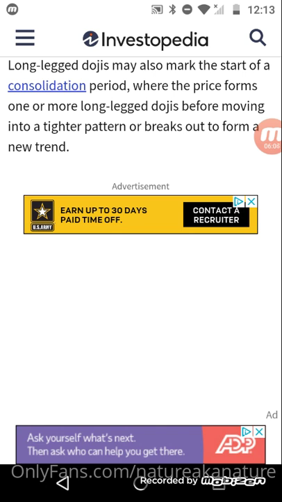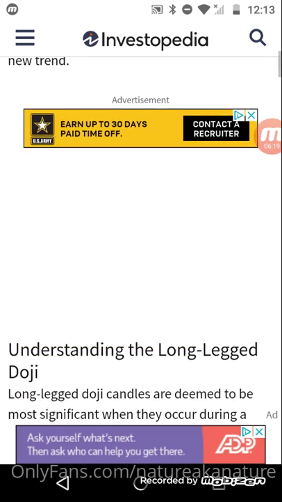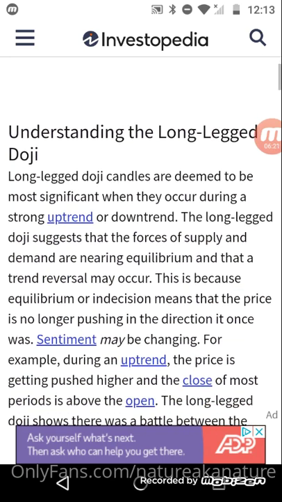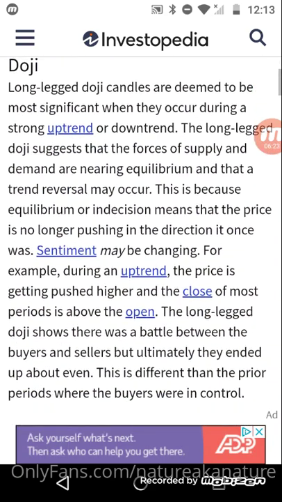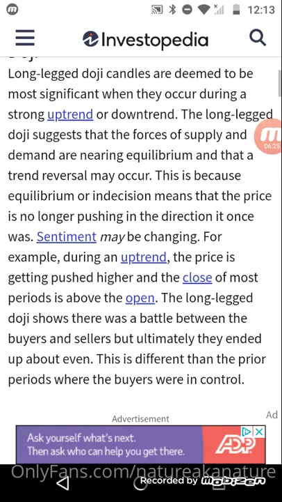So these long-legged doji candles are deemed more significant when they occur during a strong uptrend or downtrend. The long-legged doji suggests that the forces of supply and demand are near equilibrium and that a trend reversal may occur. So this is what happened with gold the other day.